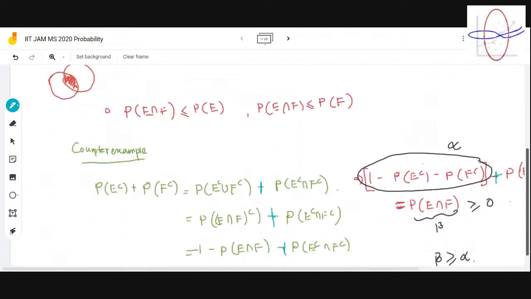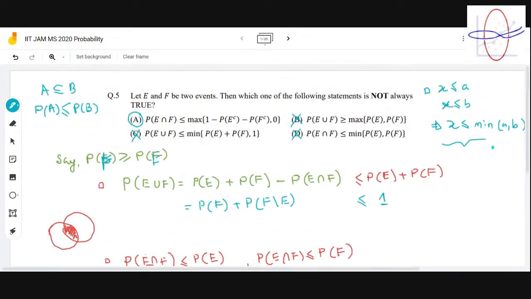So let's try to understand this. We will use something called De Morgan's law. De Morgan's law says that the complement of A intersection B is A complement union B complement, and the complement of A union B is A complement intersection B complement. This is called De Morgan's law. It's a set theory law, and you can easily prove that.